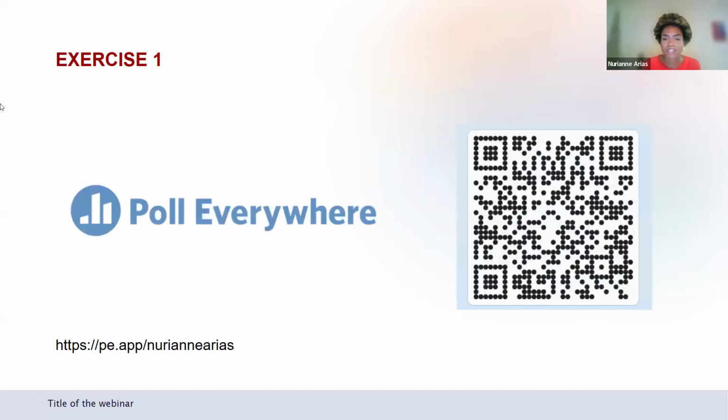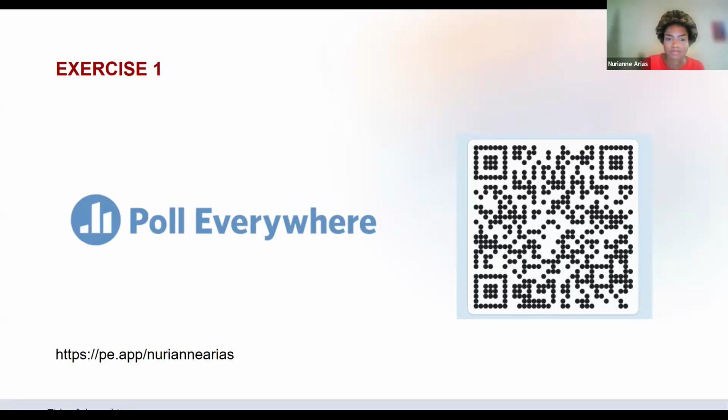Okay, so as I mentioned previously, we were going to do 2 exercises on Poll Everywhere. Please visit the website pe.app/Nurian Arias or scan the QR code. And then I'll meet you on the other side on Poll Everywhere. We're going to do 2 exercises, and then we're going to get back to the topics. If you're not able to access Poll Everywhere, please let us know in the chat.